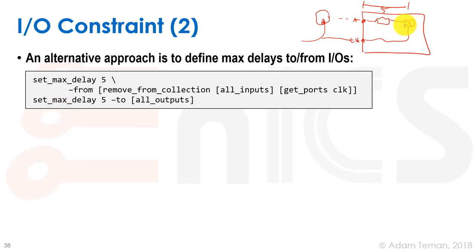Okay, similarly, we can say set_max_delay 5 to all outputs. So we have our thing here, and here's some sort of an output, right? So it says set_max_delay. That means from clock. Remember, this is the whole launch path.